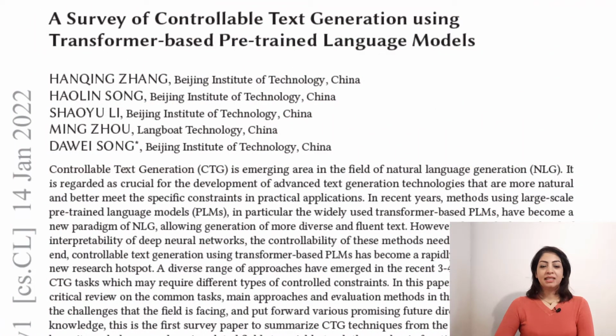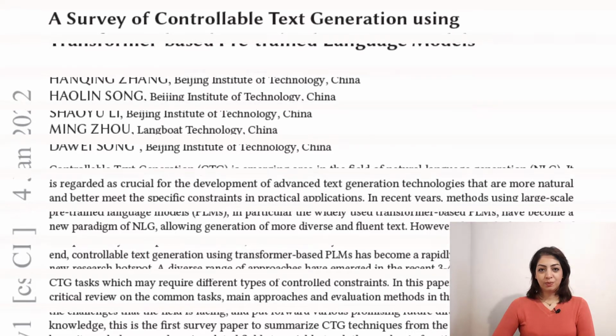Hi everybody! After a long absence, I'm back again to talk about one of the newest topics in NLP, controllable text generation. Today's article is a survey of controllable text generation using transformer-based pre-trained language models by Hanqing Zhang, Haolin Song, Xiaoyu Li, Ming Zhu, and Davi Song. I hope I pronounced their names correctly. This article is published in Computer Science in 2022.